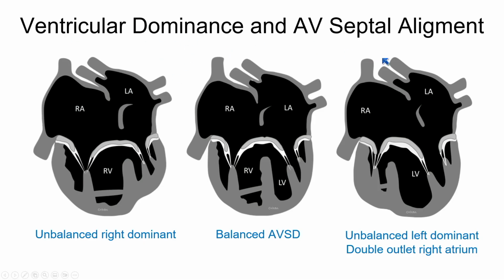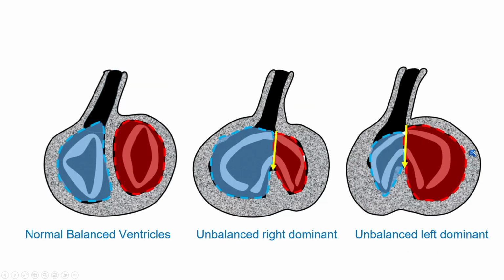So ventricular dominance and AV septal alignment. Here are some illustrations of how this can look. A dominant right ventricle with a small left ventricle, quite unlikely that you get a biventricular outcome if it's severe. And a single ventricle with an AVSD is not a good prognosis, because these valves tend to fail later in life. A balanced type, and here an unbalanced one with a left dominant ventricle.